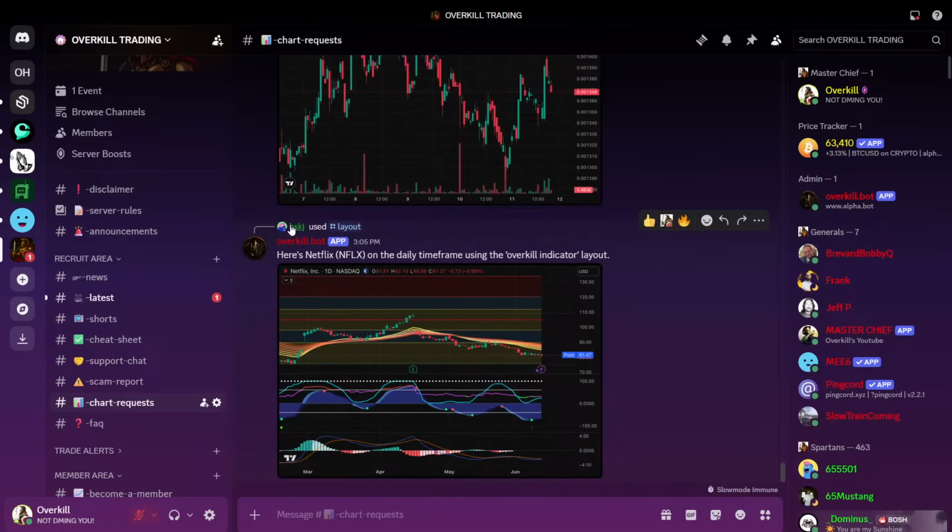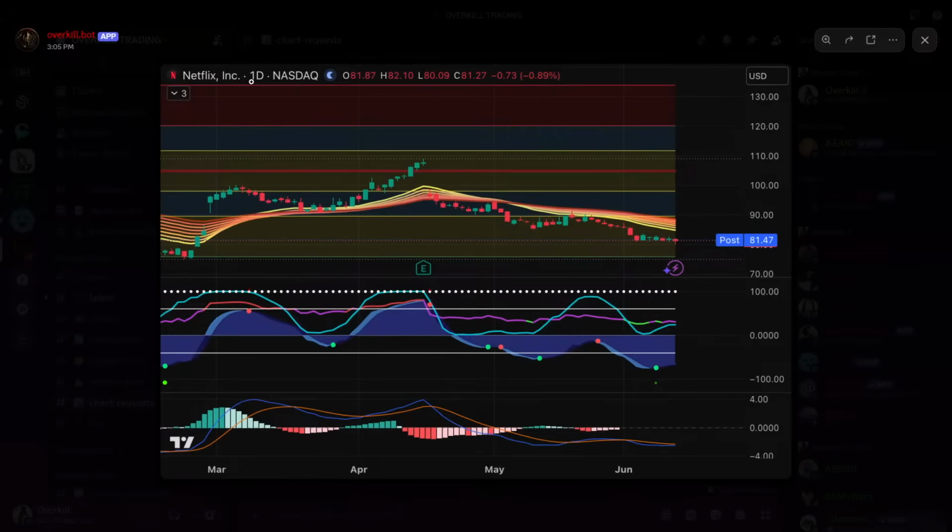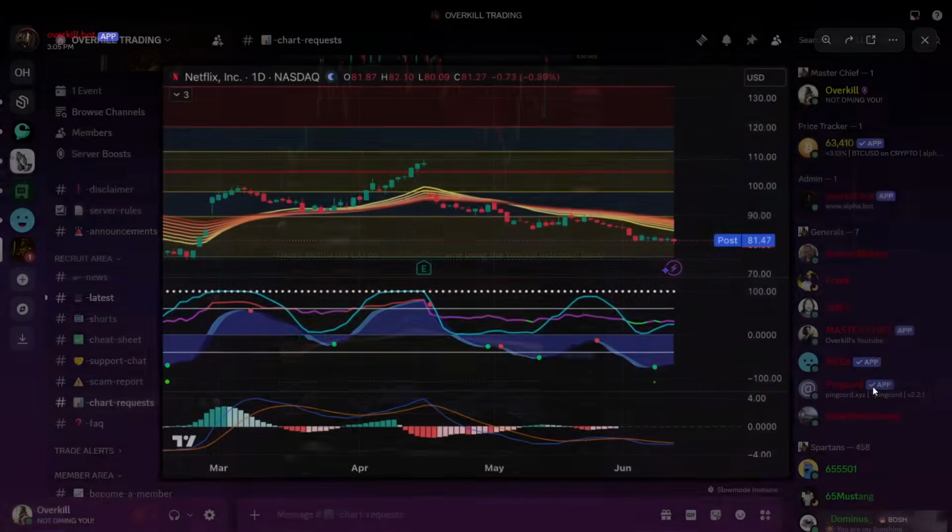You just prompt it. You can see here HSKJ just used it to look up the daily chart of Netflix. So you can see where the red zone is, and so on and so forth.